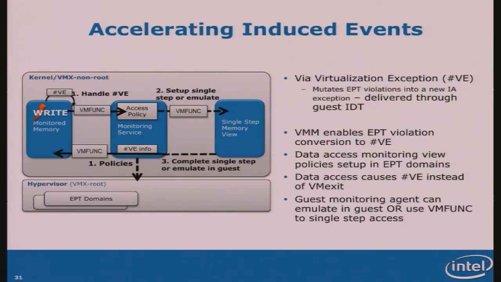When the write happens, that's reported as a #VE into the security agent, which can safely use a VM function to switch into a view where it can access control that write. Now, the guest software can choose to emulate it in place, or if the instruction is like a RIP relative or some other case where it's harder to emulate, it can also single step it through a special purpose view created to complete that write access.